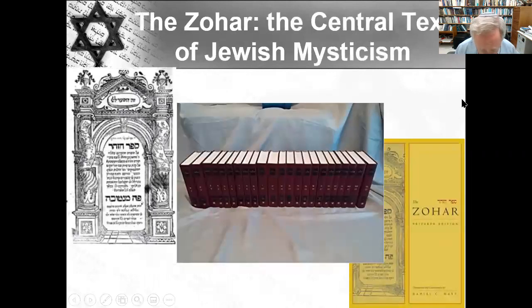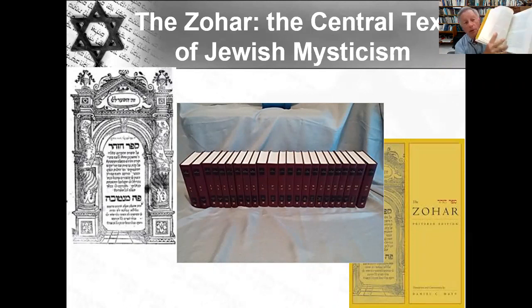So, beginning with the Zohar. The Zohar is the central text of Jewish mysticism. What you see in the middle is a modern translation and commentary on the Zohar. Clearly the best translation and commentary of the Zohar is by Daniel Matt, and I'm sure I described this. It's this book. I think there are about 12 or 13 volumes of this book, and this book actually has no Hebrew or Aramaic in it.